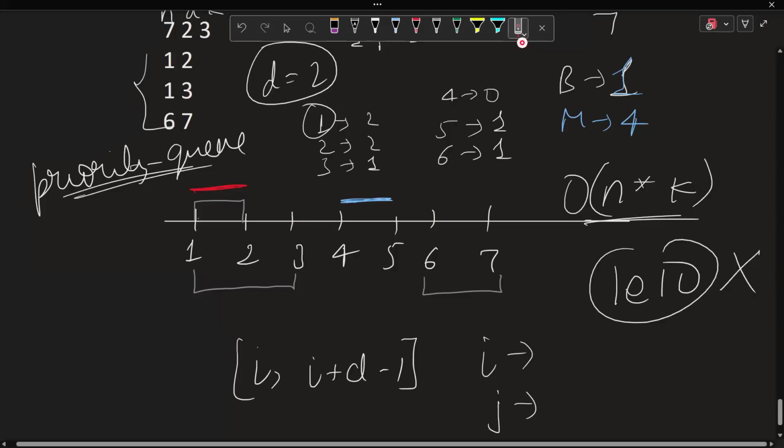Okay, so if this priority queue is storing the values in ascending order, then whichever is at the top of the priority queue is the oldest.